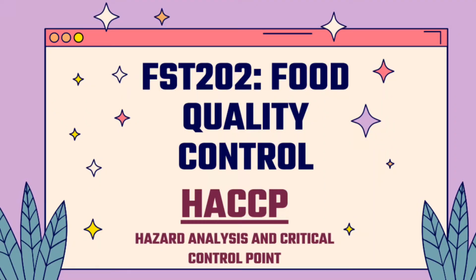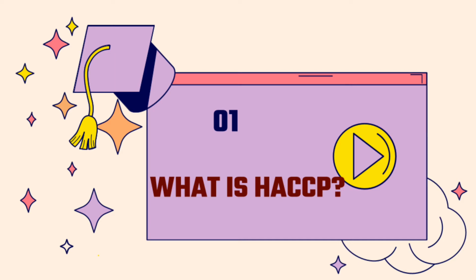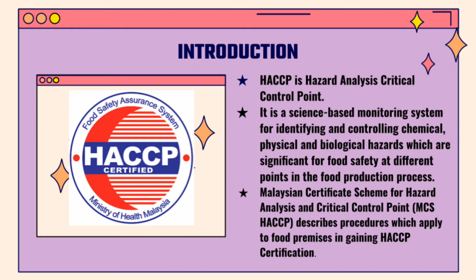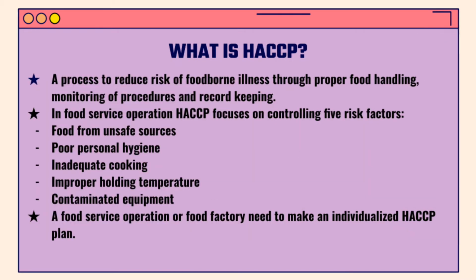Today we would like to talk about the food safety and quality system that we have chosen, which is HACCP. What is HACCP? If you are wondering what HACCP stands for, here it is. HACCP is Hazard Analysis Critical Control Point, and it is a science-based monitoring system for identifying and controlling chemical, physical, and biological hazards which are significant for food safety at different points in the food production process.